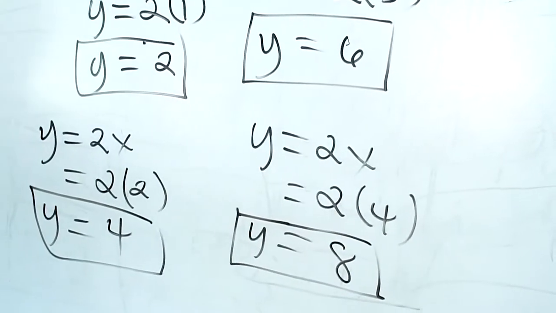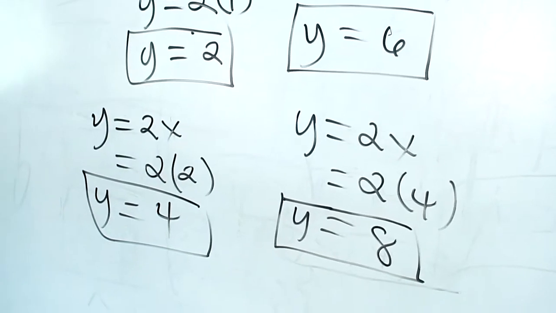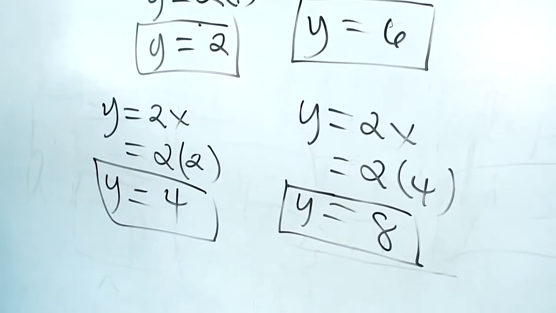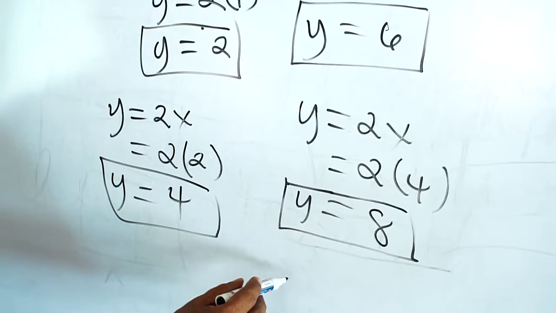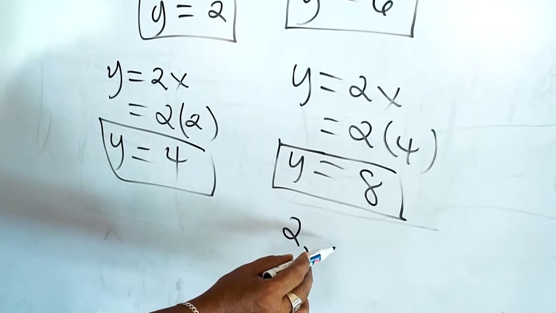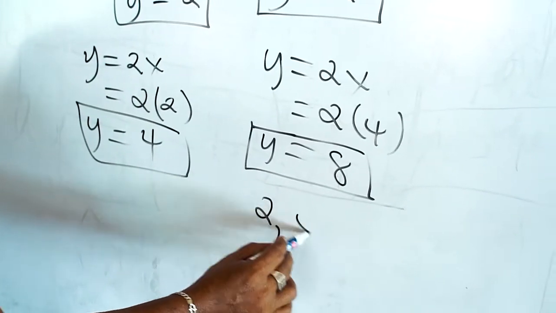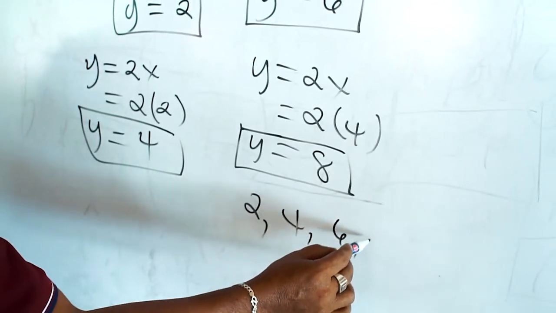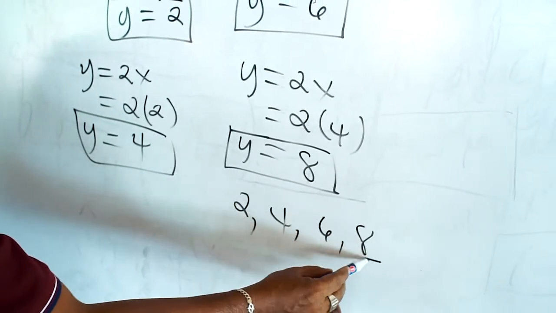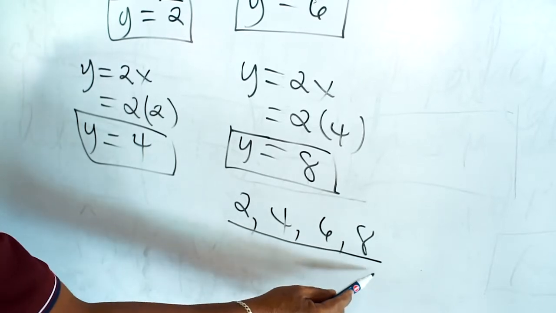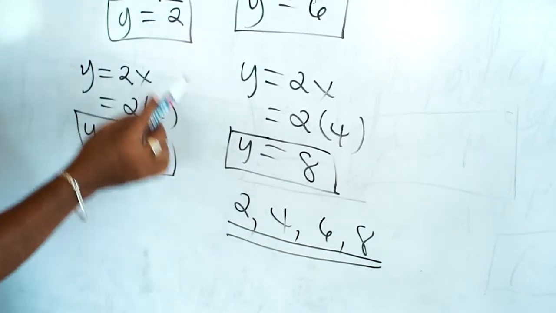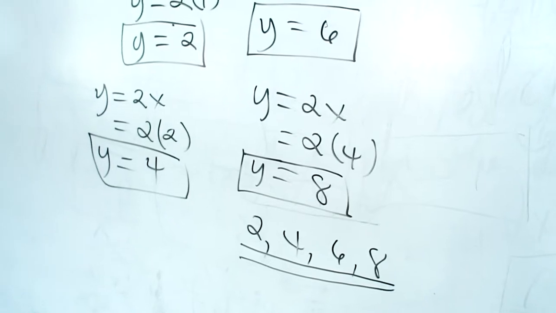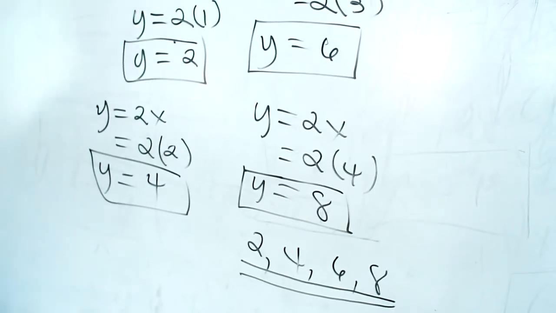So therefore, the first 4 terms of the sequence y is equal to 2x are 2, 4, 6, and 8. So this is now the first 4 terms of the sequence y is equal to 2x.